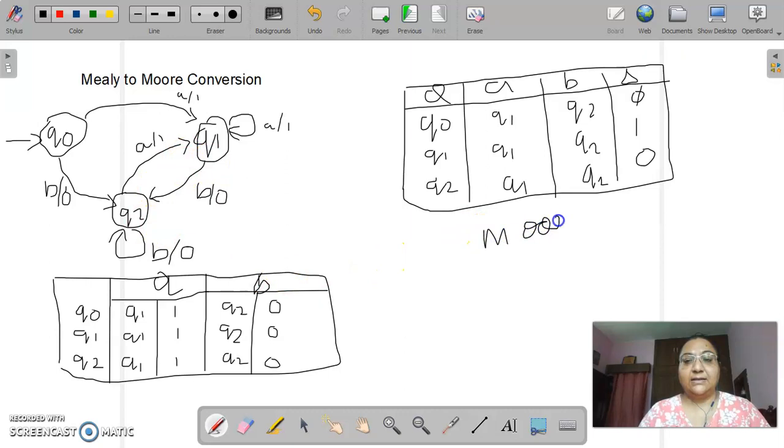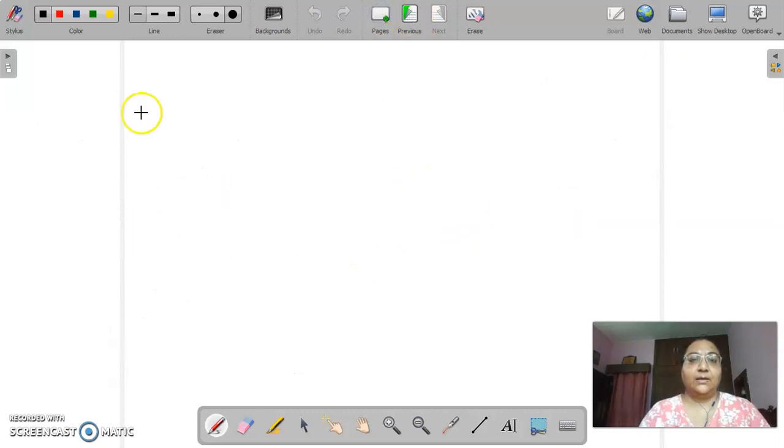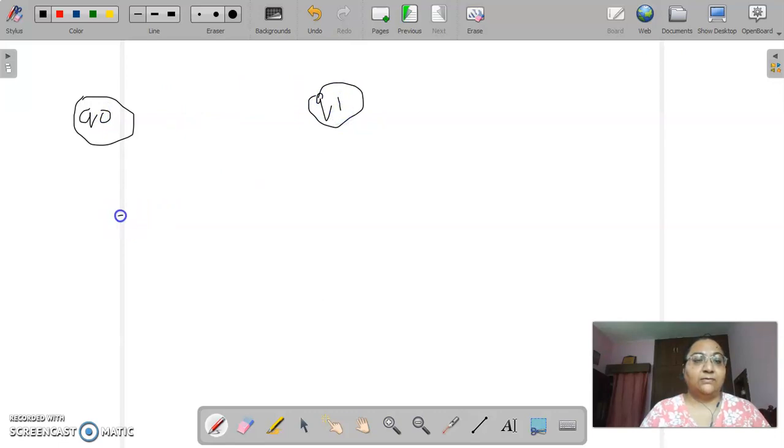Now let us take another example. So again we will take one example. So let us have a Moore machine, Q0 is there, Q1, we have Q2 and we have Q3.